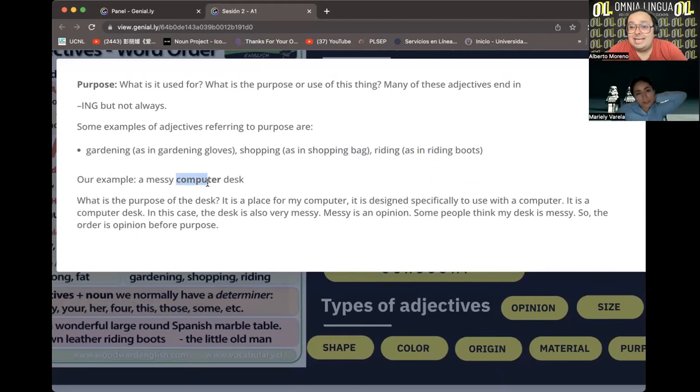Messi, el jugador, no te creas. No, Messi es desordenado. Messy, a messy computer desk. My computer desk is messy, actually. Mi escritorio está muy desordenado. Entonces, cuando veas un escritorio desordenado, ya puedes decir a messy desk. Si es un escritorio para computadora, a messy computer desk. Sí, pero messy es desordenado.